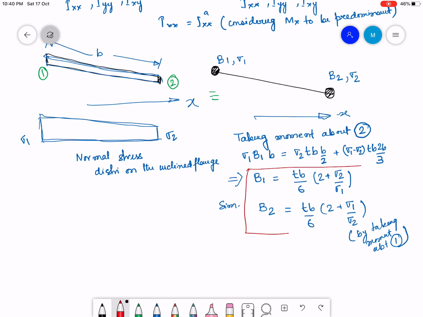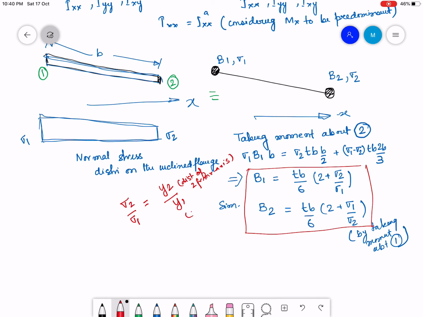Now I don't know sigma 1 and sigma 2. I can only say that the ratio of sigma 1 and sigma 2 is going to be equal to the ratio of the positions. Let me write it down. So I don't know sigma 1 and sigma 2, but I know that sigma 1 by sigma 2 is going to be y1 by y2, the distance of 1 and 2 from the x-axis, right?